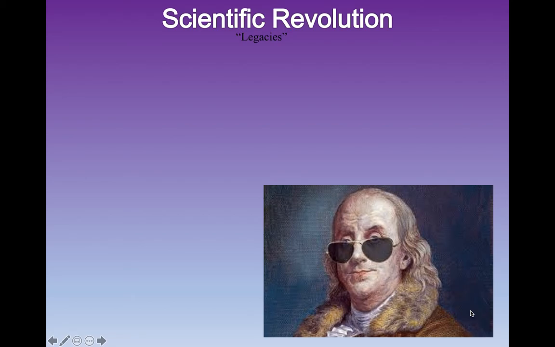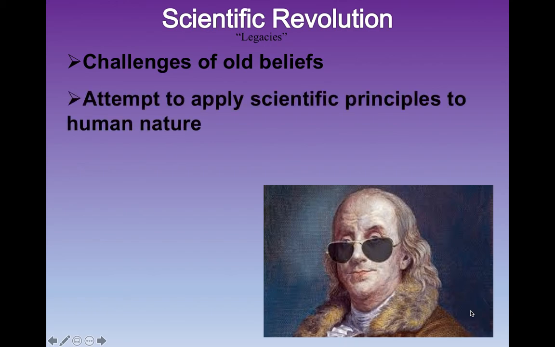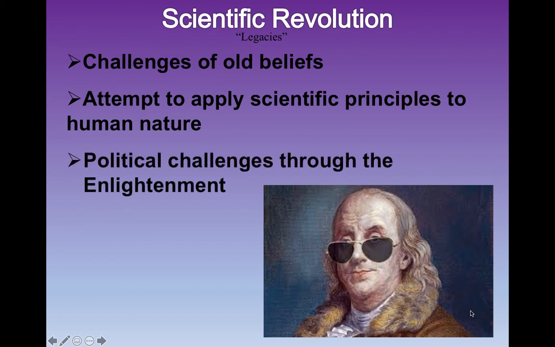But it's not just science in the traditional sense, but also challenging of old belief systems. It attempted to apply scientific principles to human nature, that there is a political science or a social science to how individuals act and think. Political challenges through the Enlightenment is going to happen as well. And as the scientific revolution is in swing, you're also going to have the Enlightenment movement there as well. Many of the American Renaissance men would be scientists, but also political thinkers as well.